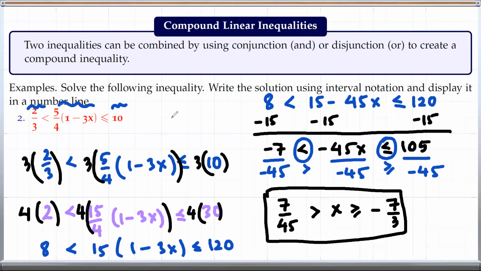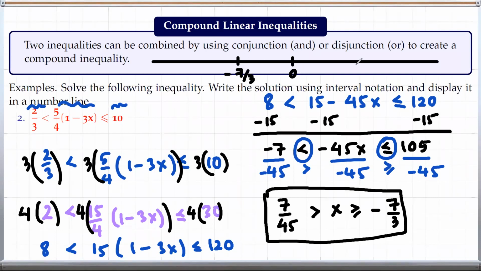Now let's try to put it on a number line so that we can write it as an interval. I'm going to draw the number line up here. So we can put 0 over here. We have negative 7 by 3 here, and we have 7 by 45 here. So we are looking at all real numbers between negative 7 by 3 and 7 by 45, including negative 7 by 3.